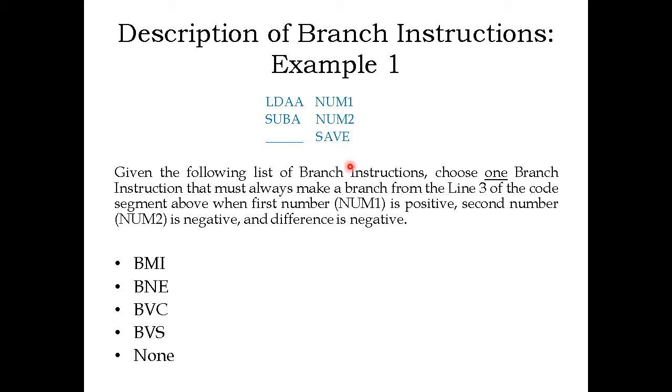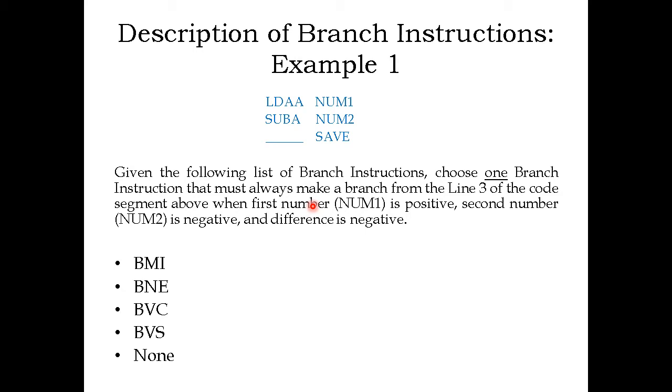Now, can we select a branch from the following list such that the branch will always make when the first number, meaning number 1, is positive, the second number is negative, and the difference, because we are doing a subtraction, is also negative? Now think about this situation. At this point, you do not know what number 1 is. You don't know what number 2 is either. But you know a little bit of description about the numbers. You know that num 1 is positive, you know that num 2 is negative, and the difference is negative.